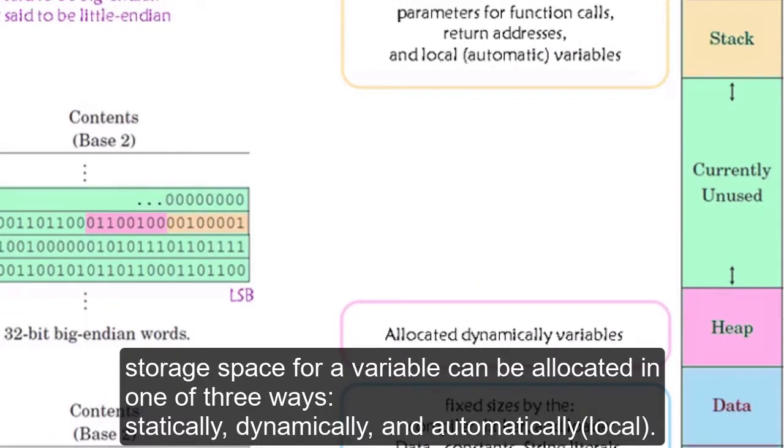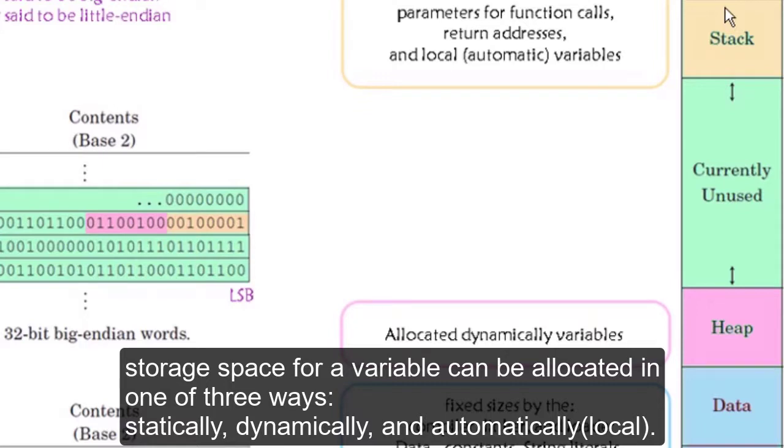When we are looking at the storage space, a variable can be allocated in one of three ways. What is the first way? The first way, you can allocate the variable statically. The second way, you can allocate the variable dynamically. The third one is automatically. If you want to store the variable automatically, where does it get stored? It will be stored in the stack.